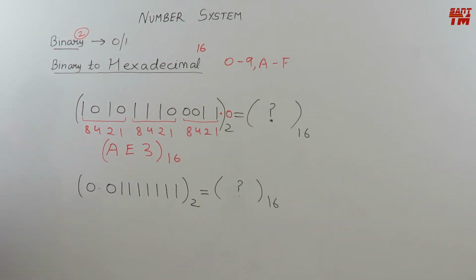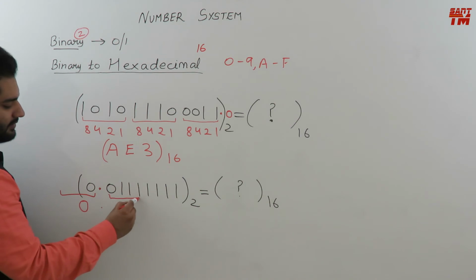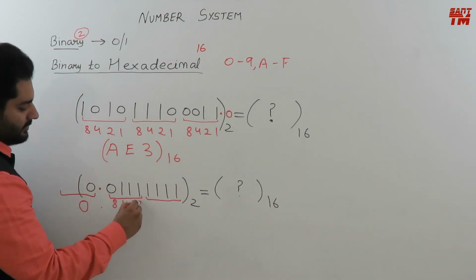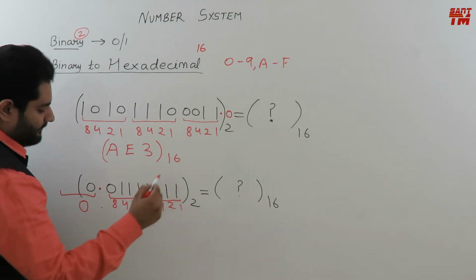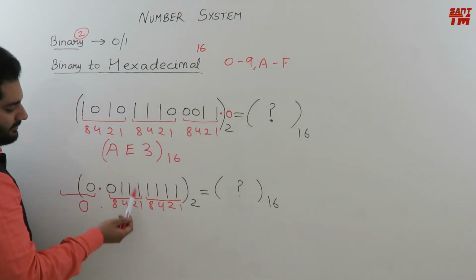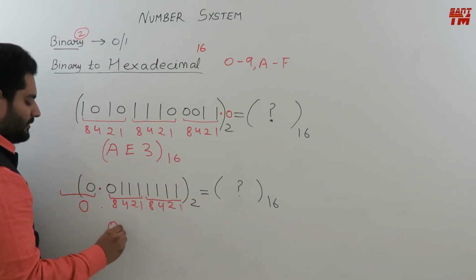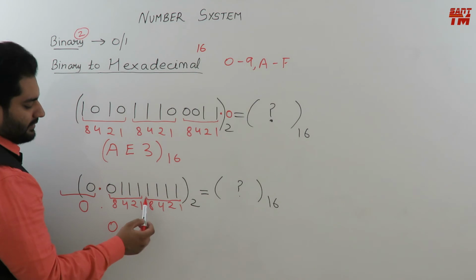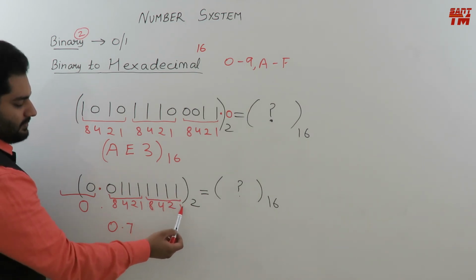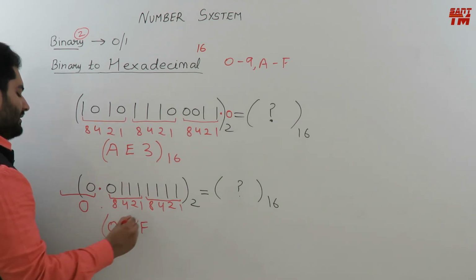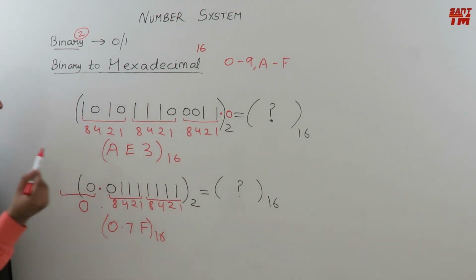Now similarly for this one, towards the left-hand side of the point, all of them will be 0, so it will always be 0, and here we will make quadruplets. These are the two quadruplets. We write 8 4 2 1, 8 4 2 1, and here 4, 2 and 1 are having 1, so 4 plus 2 is 6, 6 plus 1 is 7, so this will become 0.7. In the next, 8 4 2 1, all of them are 1, so 8 plus 4 plus 2 plus 1 is 15, and 15 is represented by F. 0.7F is our required hexadecimal number.